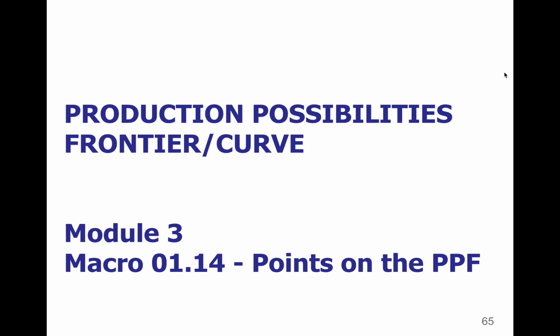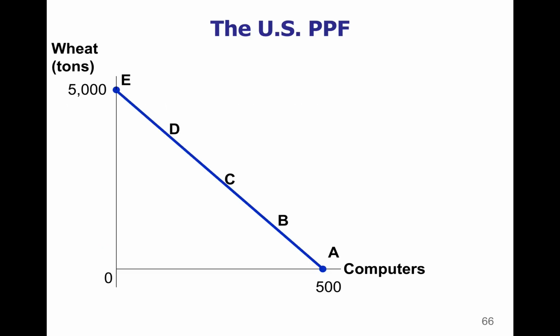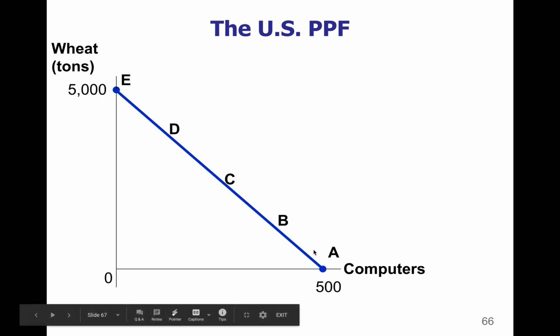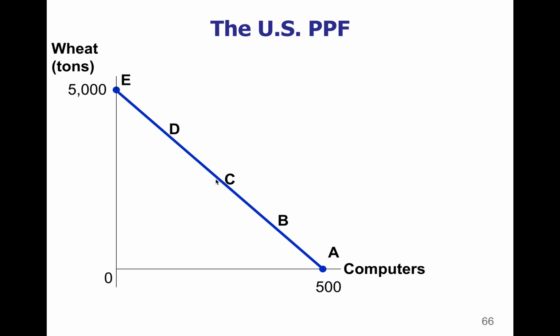This is your economics video on points on the production possibility frontier. So in the last video, we talked about a U.S. production possibility frontier, and here's just a basic example with wheat and computers. I just added several points. So if we say that all of these points are on this particular PPF line, they all represent a certain combination of wheat and computers.